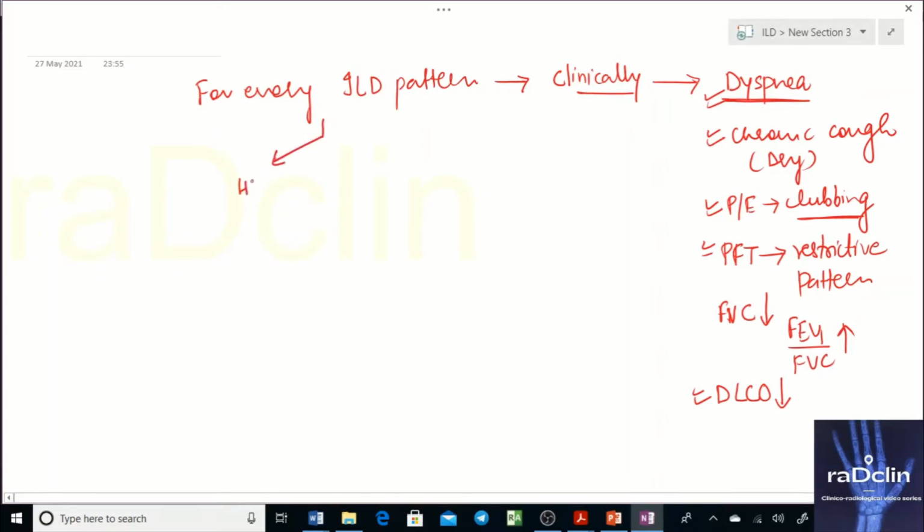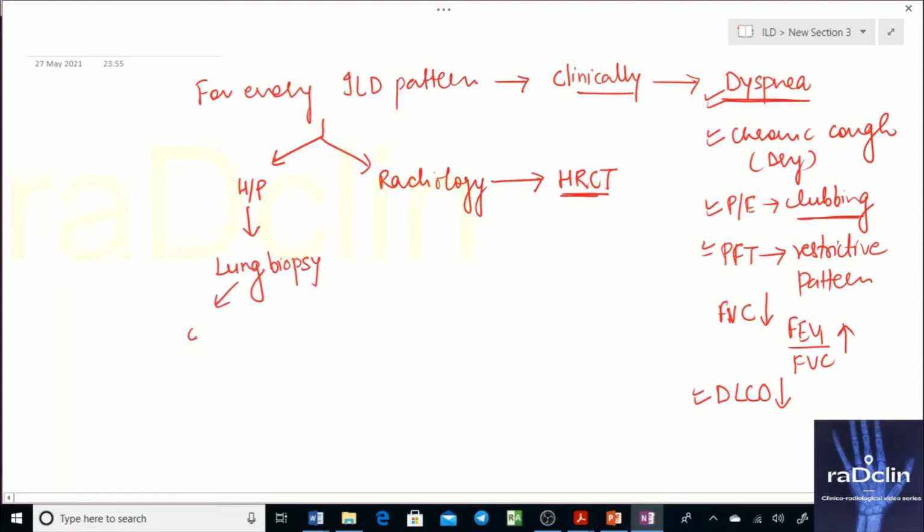Histopath and radiology, there's a correlation between them. That is why when we want to study the radiological aspect, we go for an HRCT, and here we require a tissue diagnosis. We go for a lung biopsy, and in the lung biopsy it could be an open lung biopsy, it could be a transbronchial biopsy, there is also cryobiopsy.